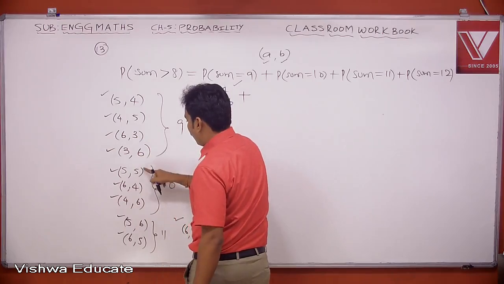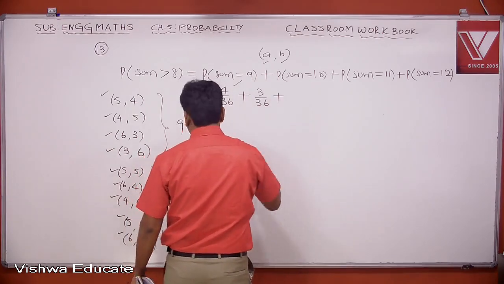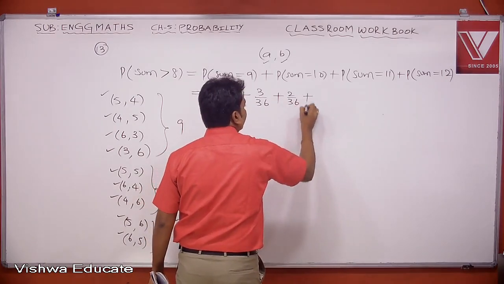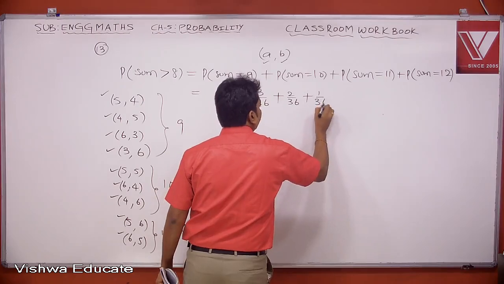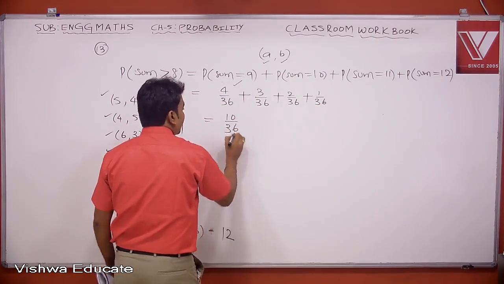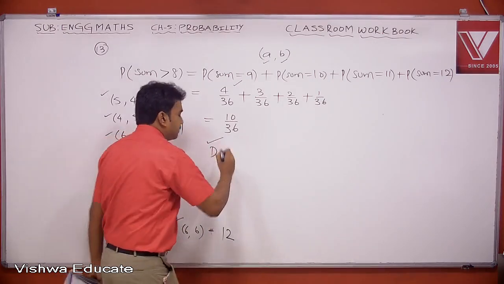Sum 10: 1, 2, 3. So 3 out of 36. Sum 11, 2 chances, so it is 2 out of 36. 12 means only one chance. So therefore, this is 10 divided by 36. So option D is the right answer.